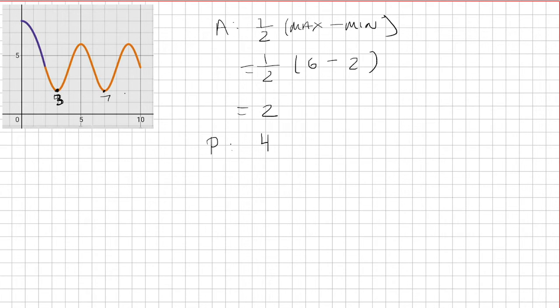And now let's look at the vertical shift. So normally, the amplitude of 2 goes from -2 to 2. But our graph, the maximum goes from 6 and then 2. So that means we have to add 4 to get to those 2 points. So the vertical shift has to be 4.